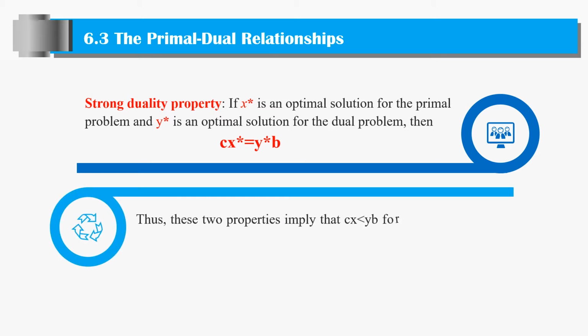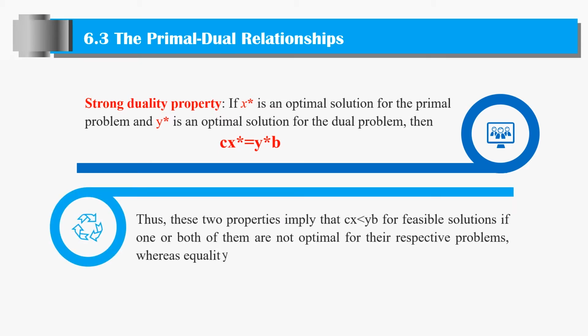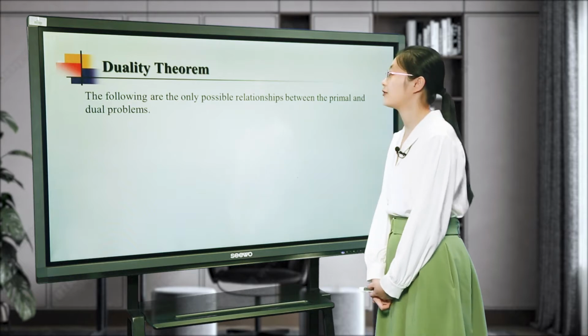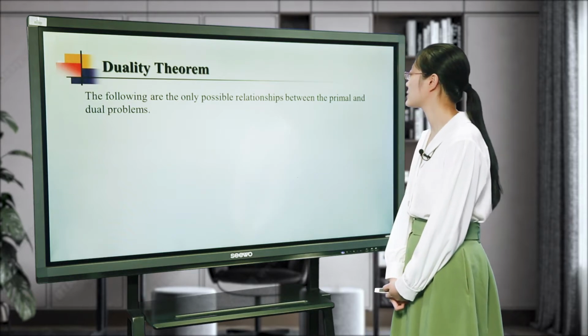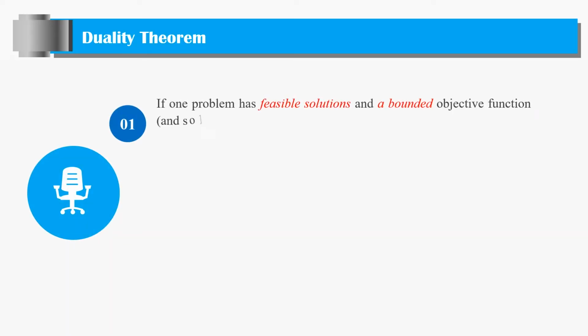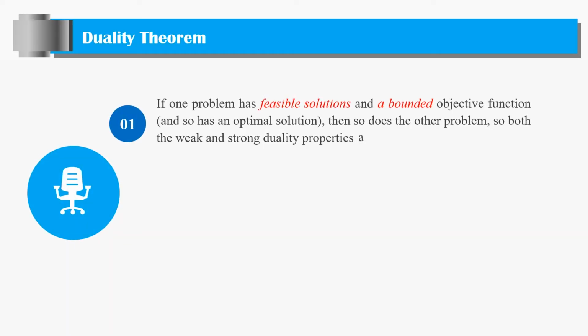Combining these two properties, Cx is less than Yb for feasible solutions if one or both of them are not optimal for their respective problems, whereas equality holds when both are optimal. From these properties, the following are the only possible relationships between the primal and dual problems. First, if one problem has feasible solutions and a bounded objective function, then so does the other problem. So both the weak and strong duality properties are applicable.